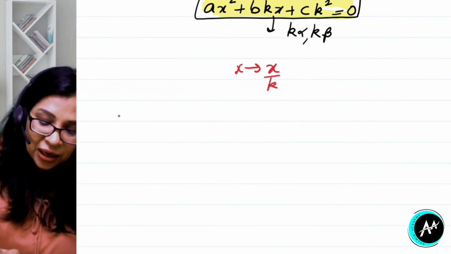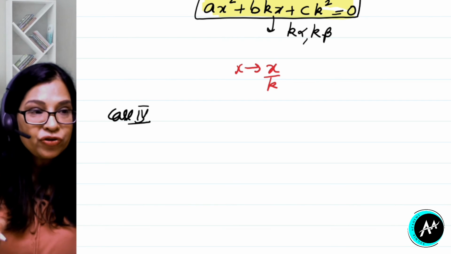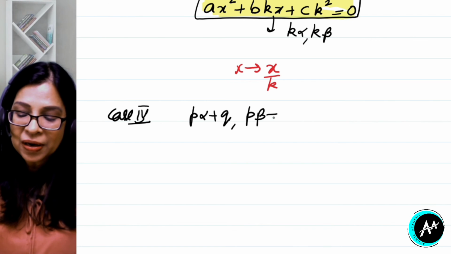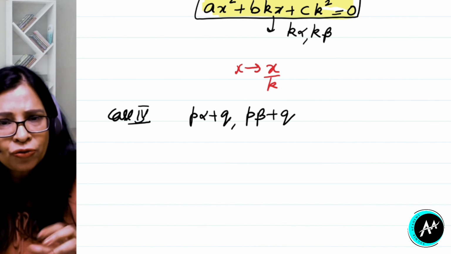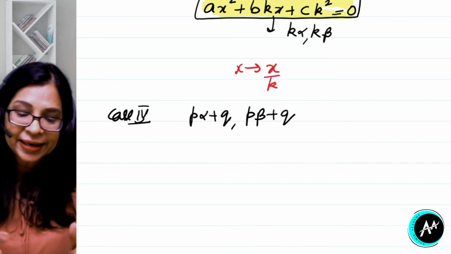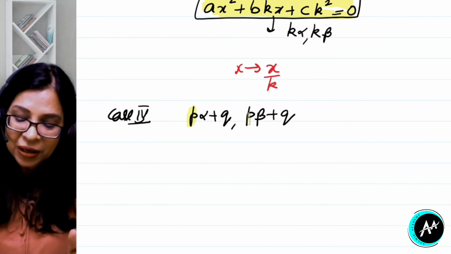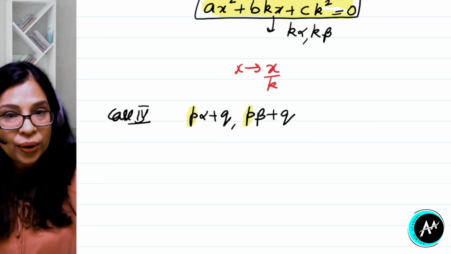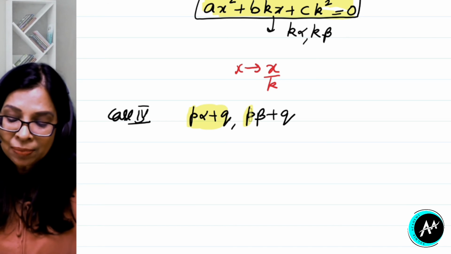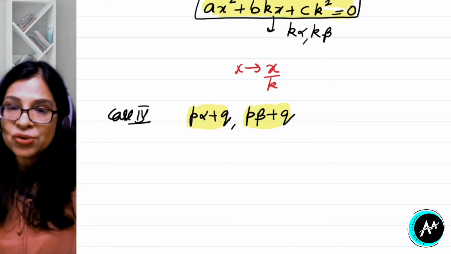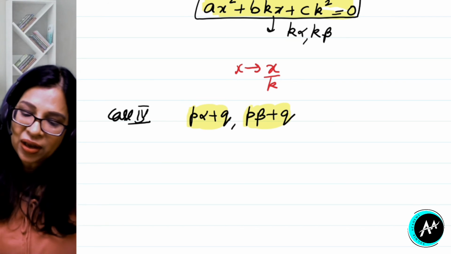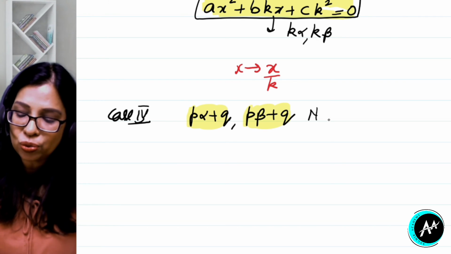Case 4 that we can take would be that if I have new roots as p alpha plus q and p beta plus q. You can see it is sort of a combination of the previous cases. We have done what happens when we multiply roots by a constant. So you can see we are multiplying by p and we are also adding something to it. Whatever change is happening in the first root, same change is happening in the second root. So we are multiplying by p and then adding another constant q. So we need to find the equation if these are the new roots.